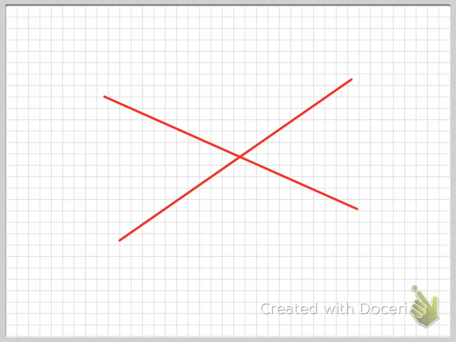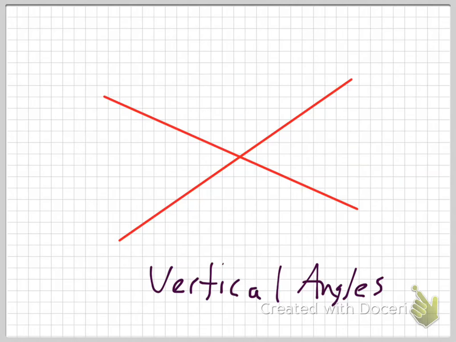Two lines that intersect form what are called vertical angles. Vertical angles are opposite angles. Right here, look here. I want you to see this. This is very important. I want you to see this and understand it. Vertical angles are equal to each other.